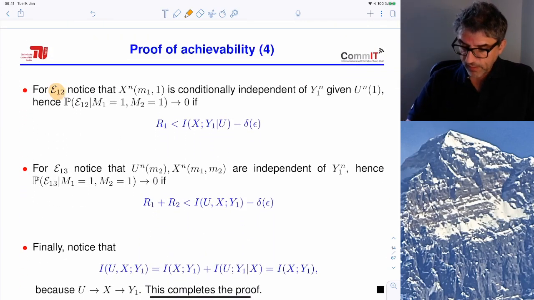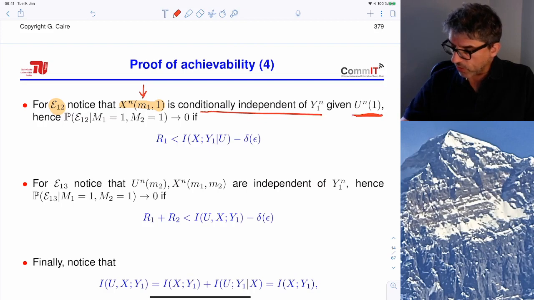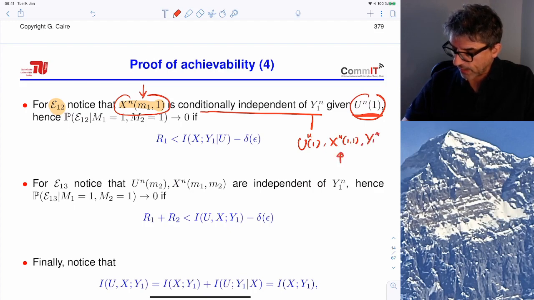For the event E12, we notice that the sequence X M1 1, when M1 is different from 1, is conditionally independent of Y1 given U, because U1 generates this, right? But Y1 is generated by U1, X N11, Y1, okay? And this guy is another code word. This is the first row, this is another row.